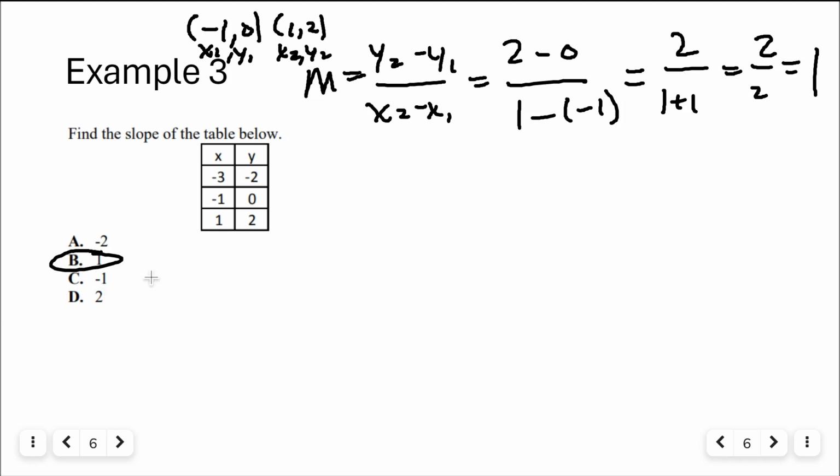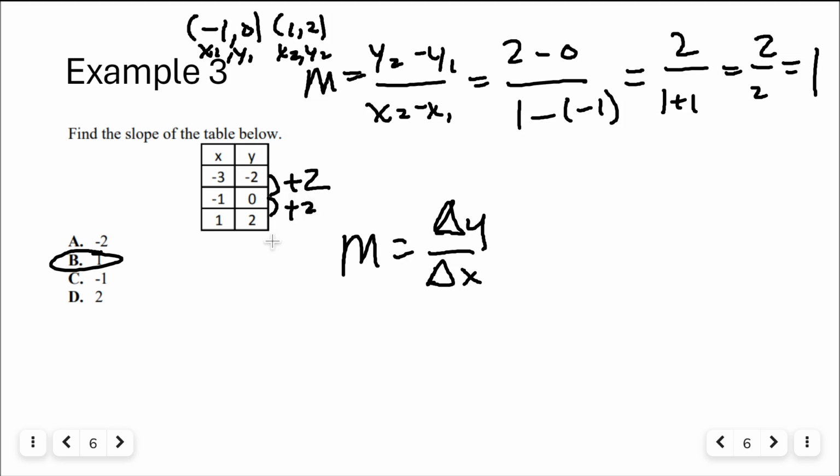That's the slope. The other way you could do this, it's pretty easy here, is to do delta y over delta x. How much does the y column change versus the x column? So for example, if I go from -2 to 0, how am I getting from -2 to 0? I'm adding 2, all right? And I'm adding 2 there. And the x column, from -3 to go up to -1, I have to add 2. From -1 to get to 1, I have to add 2. So the change in y is positive 2. The change in x is also positive 2. 2 over 2 is 1.